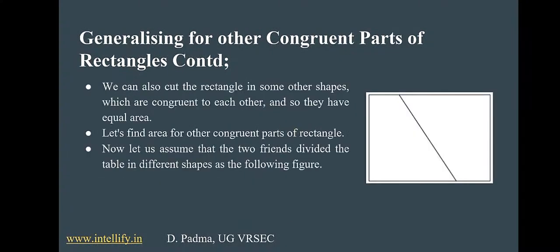So we can also cut the rectangle into other shapes which are congruent to each other, and so they have equal area. So in this figure, they cut the rectangle not in a triangular shape, but in another way. Even though they seem to be equal, let's find the area of other congruent parts of the rectangle. Now let us assume that the two friends divided the table into different shapes as shown in the following figure. Here they divided the table into other shapes like this.